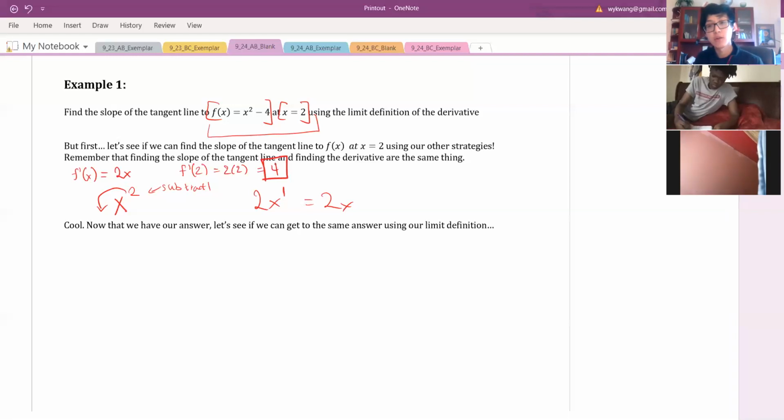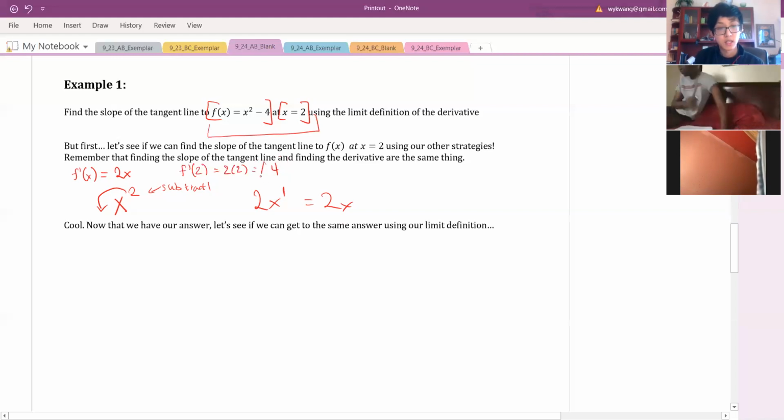And we're going to go over power rule more in depth later. But right now we're learning the long way for doing a derivative. If you still remember how to do power rule from your previous pre-calc class, it should be relatively quick, but we're going to learn that later on anyway.